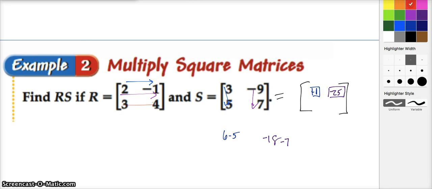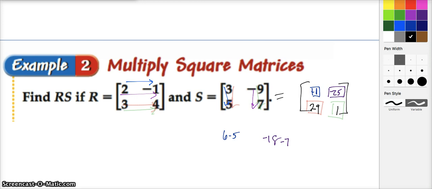So this row and this column will give me this value here. And then this row and this column, I'm going to do the same thing I just did, will give me that value there. And I'm going to write the answers in black so you can see them. So 3 times 3 is 9, plus 4 times 5, which is 20. That gives me 29. And then 3 times -9 is -27, plus 4 times 7, which is 28. -27 plus 28 is going to leave me with a +1. And so that's my resultant matrix.